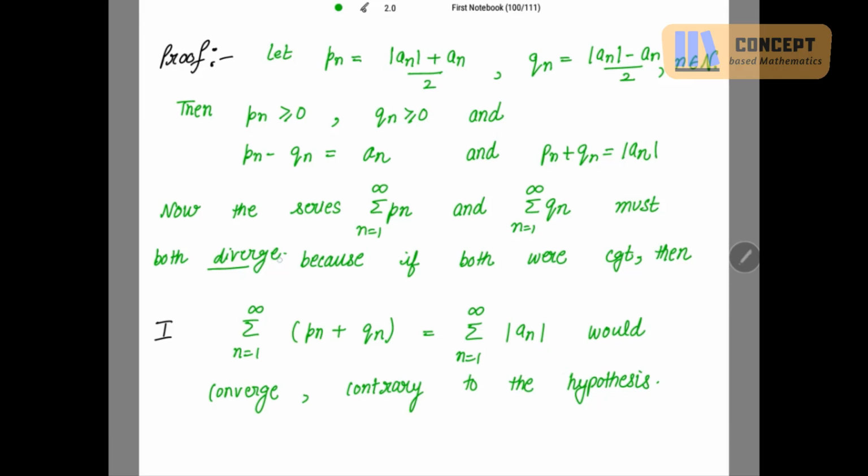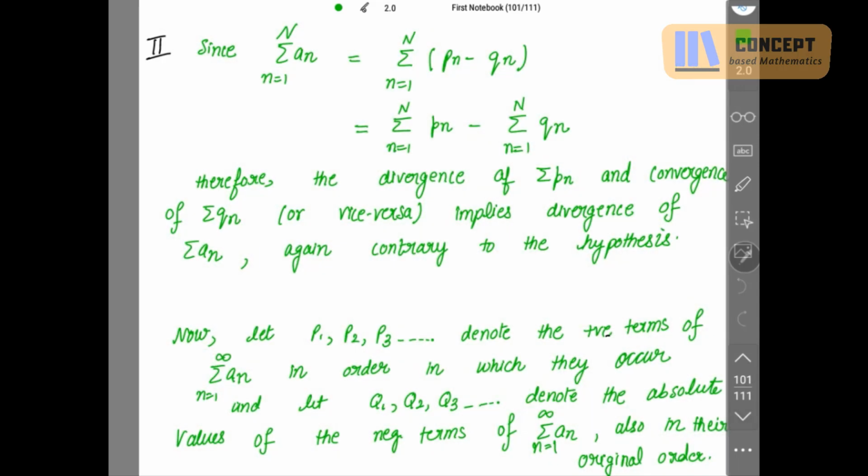So both must diverge. And if in the second part I take the finite sum, that is n going from 1 to capital N of an, this will be equal to pn minus qn, right? This sum, the difference, will open like this, and what is the condition to open them?